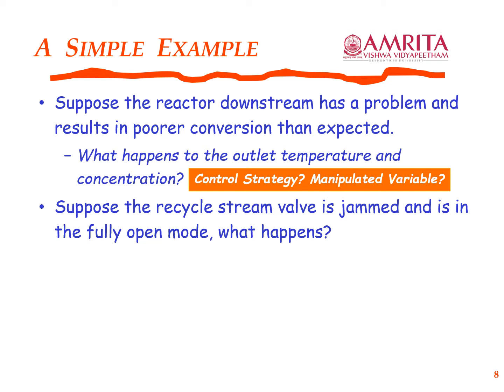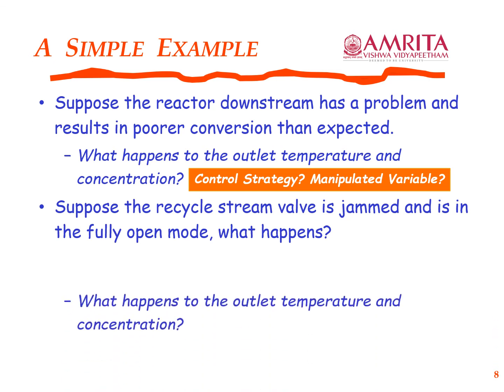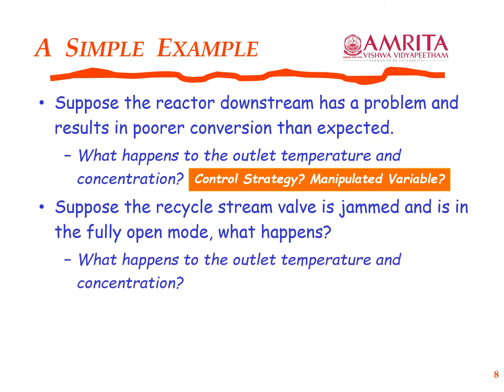And suppose you want to set it at say 90% opening, but it is jammed and it is in fully open mode. Now what happens? You probably send the same stream at a faster rate or at a slightly higher pressure. So what happens to the outlet temperature and concentration? I'm sticking to these two because I'm sticking to this question at the mixer outlet.